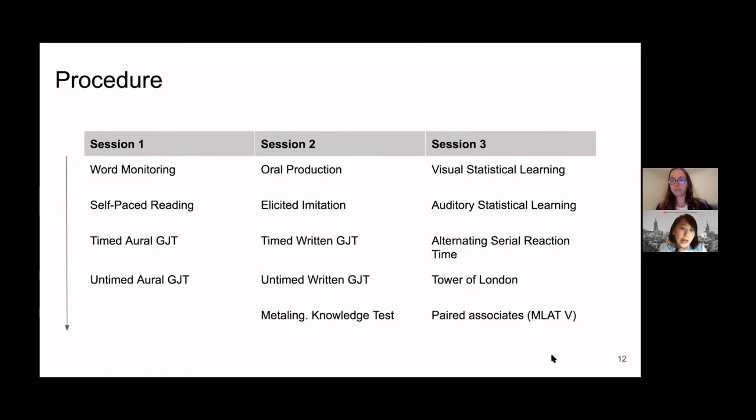And during their last visit, they completed the 4 implicit statistical learning measures, and also the paired associate MLAT5, which was not included in our current study and the analysis of our current study.